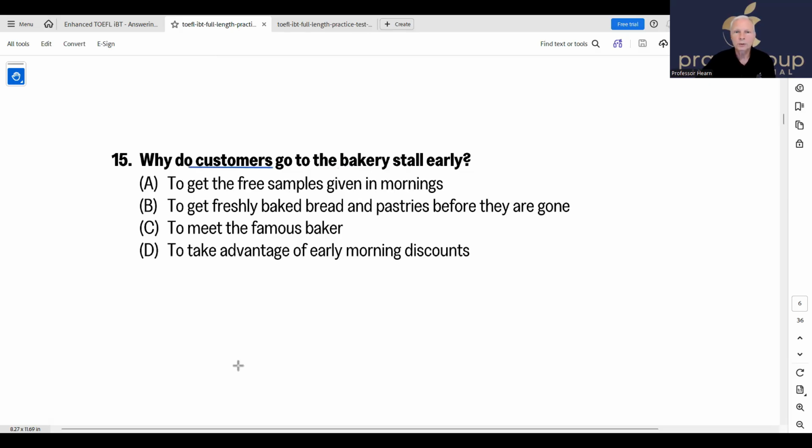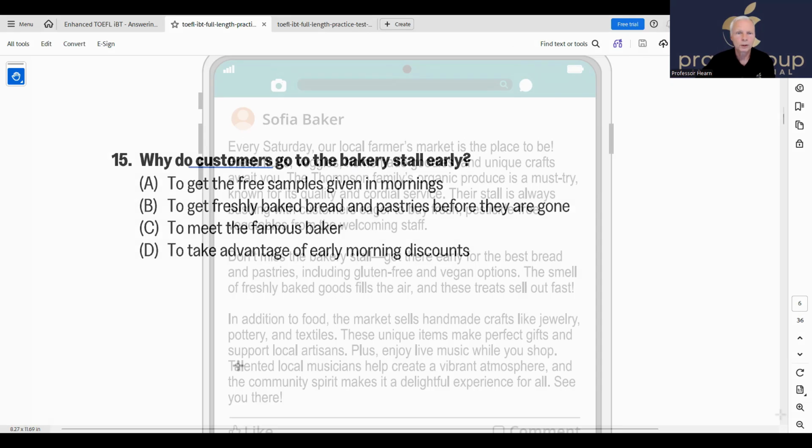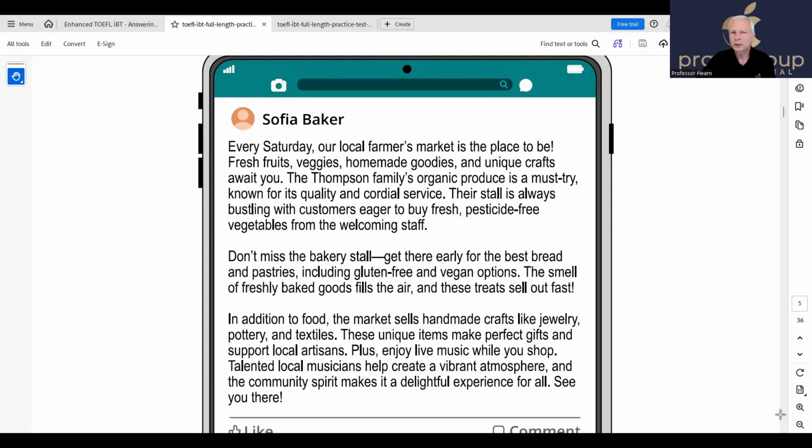If you choose the word customers as your keyword, let's go to our passage and see if we can find this word. In this related passage, let's scan quickly looking for the word customers. And you find it here. But is this sentence talking about the bakery stall? Our sentence reads, "Their stall is always bustling with customers eager to buy fresh, pesticide-free vegetables from the welcoming staff." Vegetables are not baked goods, so this sentence does not match our question.